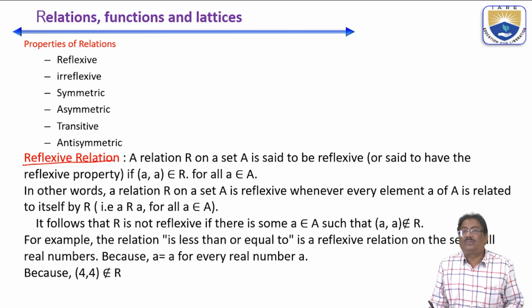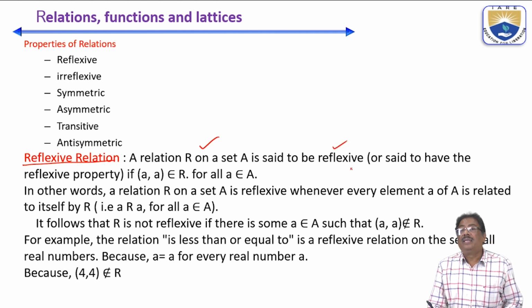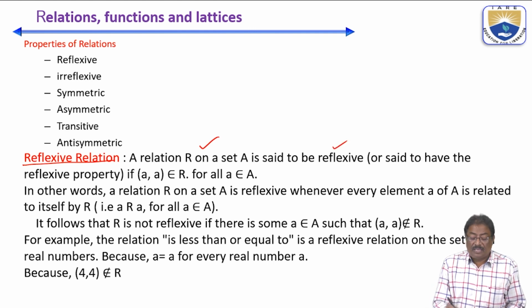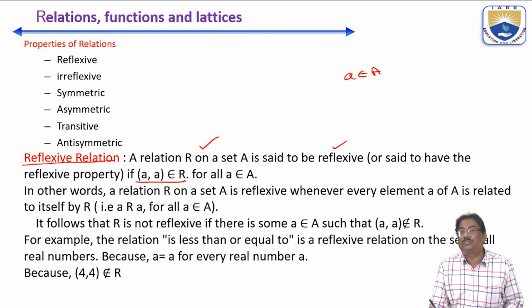So what is reflexive? A relation R is said to be reflexive if for every A belongs to A, (A, A) belongs to R. Then that relation is known as reflexive.